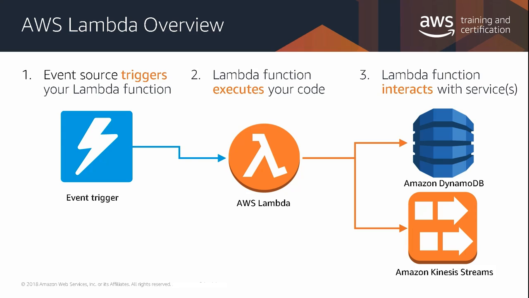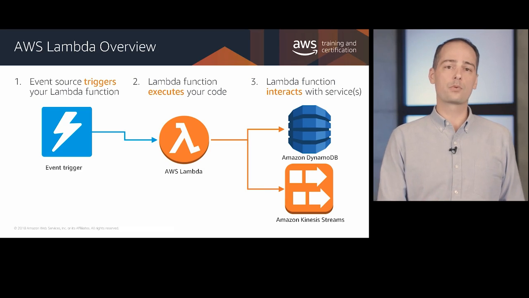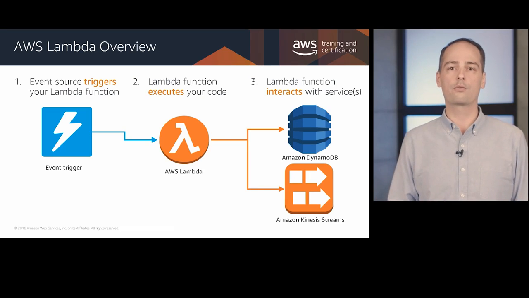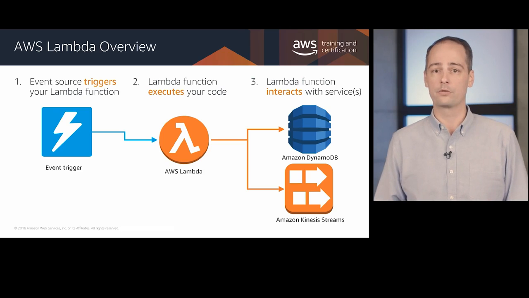Now, this course assumes that you're already familiar with the basics of the AWS Lambda service, but to review, AWS Lambda allows you to bring your own code and have it run in response to events. So when an event source triggers your function, your code is run and it can interact with other downstream services such as databases and message streams.